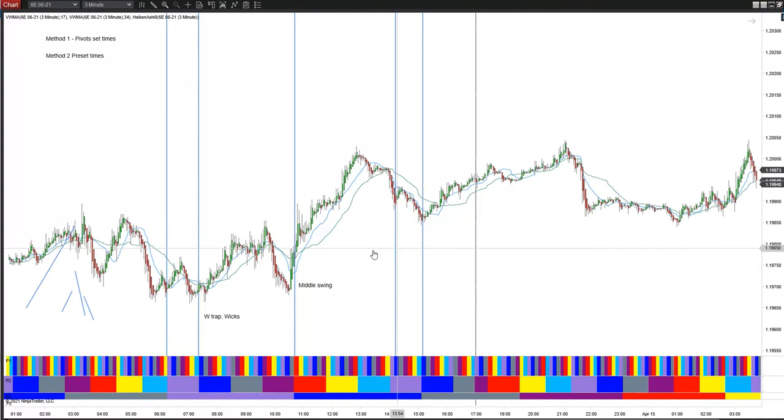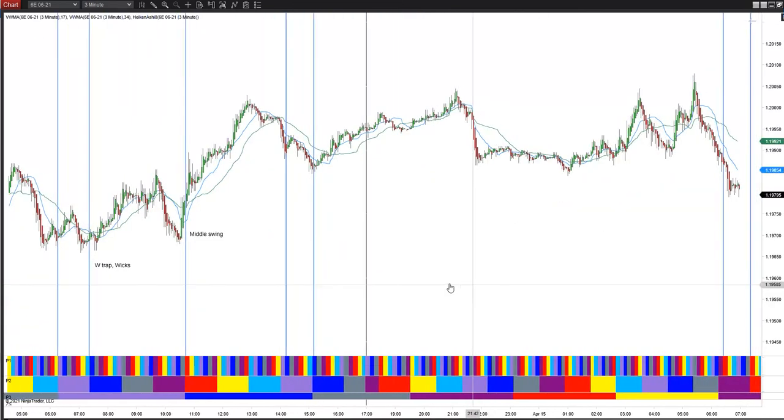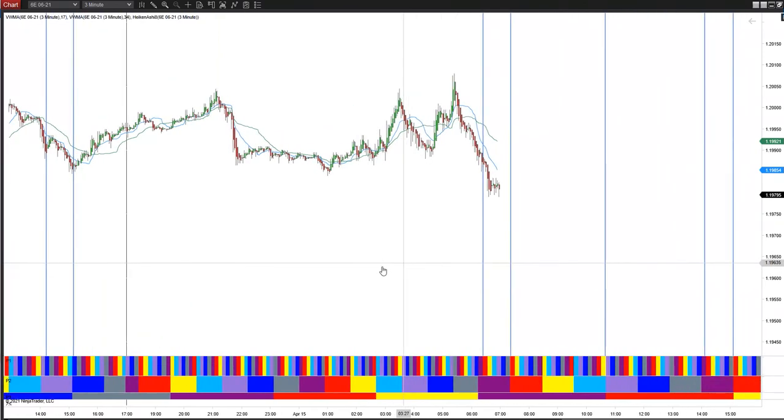Then you can see the 2 trades later in the day. The first was just a small corrective swing up. The second one was a significant low, pivot low. Now let's move into today.